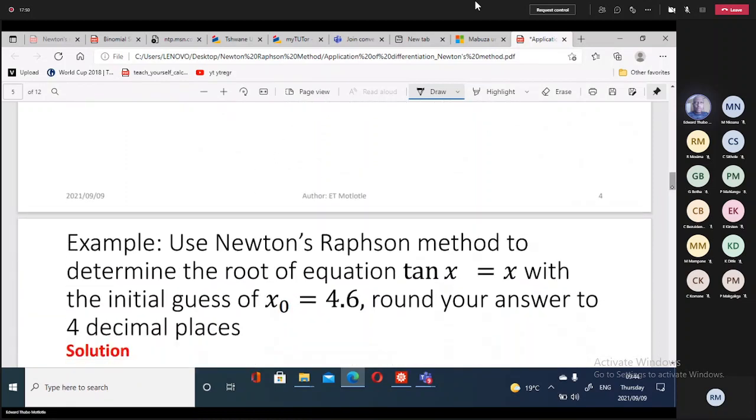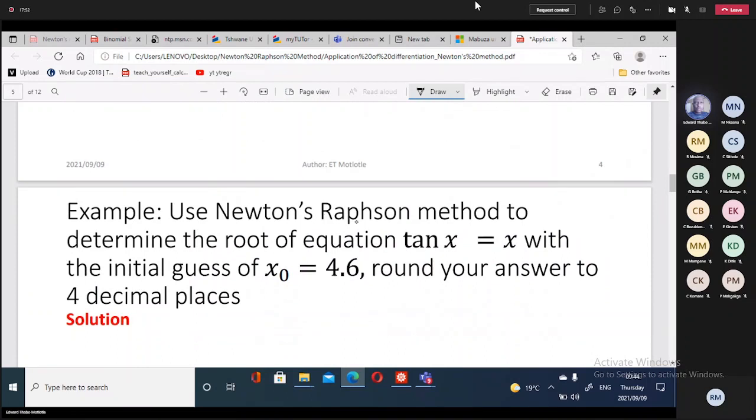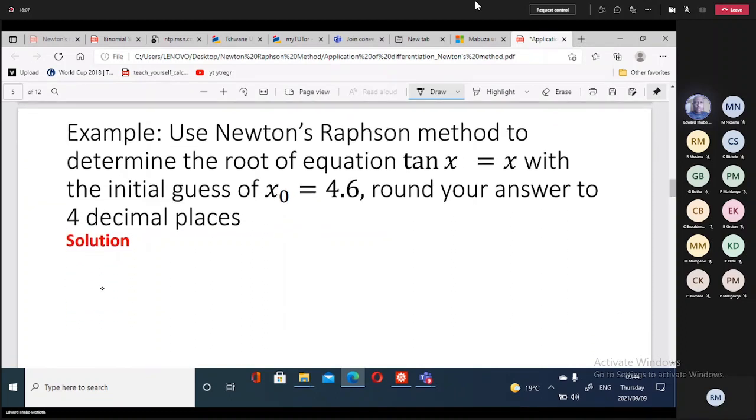Now they say use the Newton-Raphson method to determine the root of the equation tan x equals x with the initial guess x0 equals 4.6. Round your answer to 4 decimal places. Always write your solution in this form: your function f(x) is equal to... Now here you can choose. It doesn't matter. You can take f(x) to this side, or you can take tan x to that side.